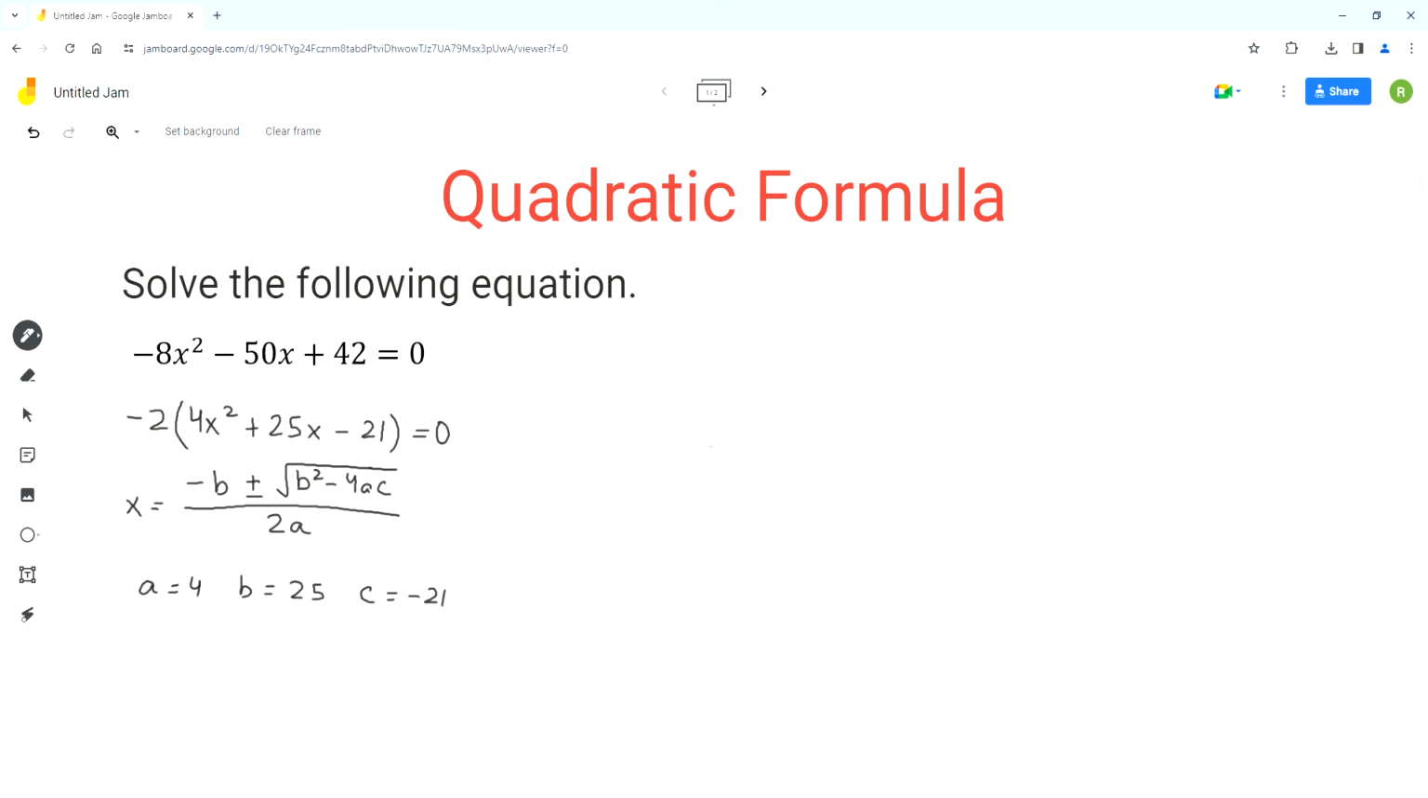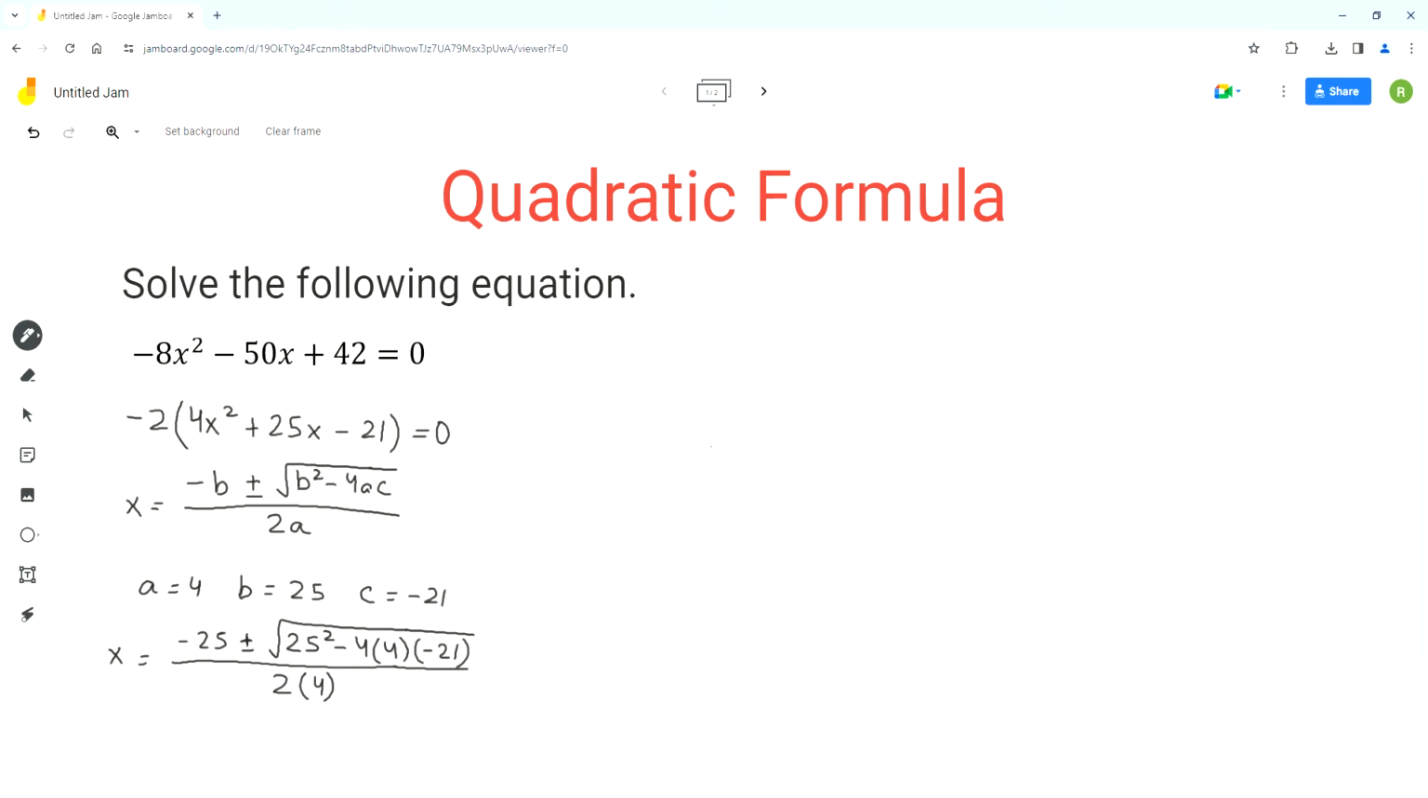So as you can see, these numbers are smaller than the numbers in the given equation, so that will make it easy to do the calculations. So that's the advantage of doing the common factoring in the first step. So now we can sub in these values in the quadratic formula equation. So we get -25 plus minus the square root of 25 squared minus 4 times 4 times -21. And then in the denominator, we write 2 times 4. That's the a value.